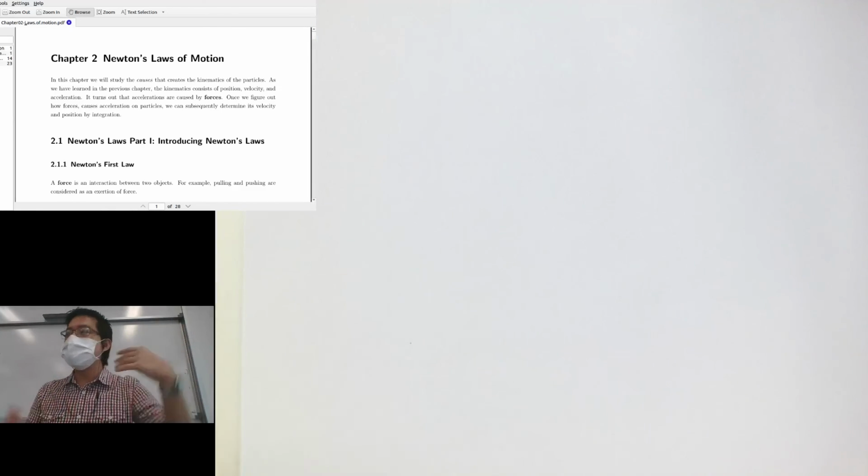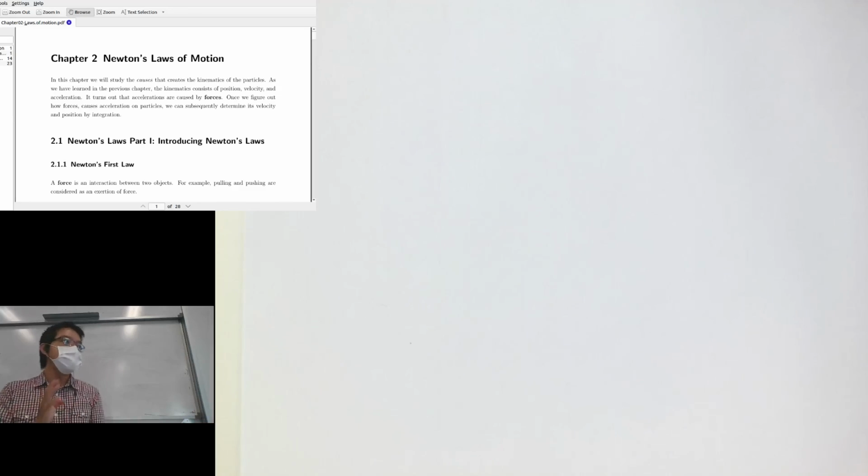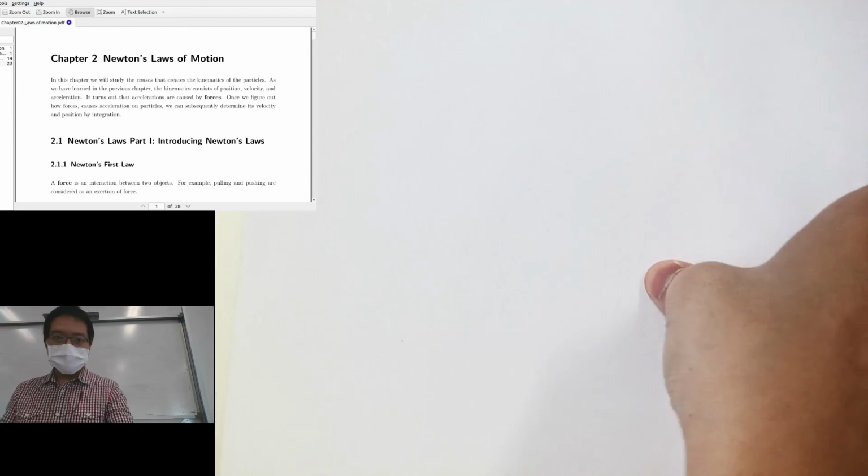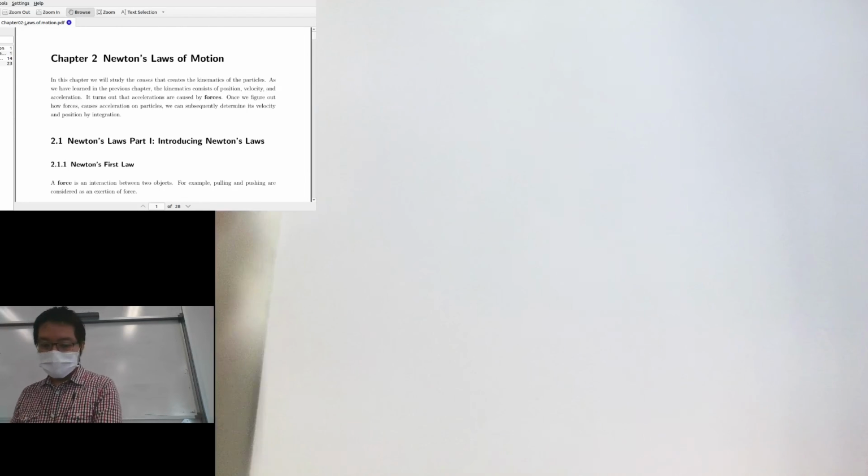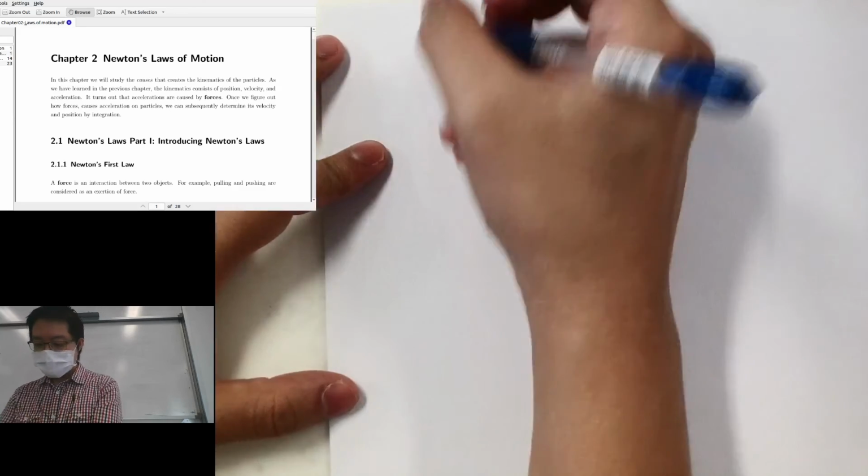As I said at the beginning, kinematics is about describing the motion of objects, right? Velocity, position, how to get one given the other. So kinematics is actually not really physics yet. Now is the physics part: why the object moves, how it moves. So this is where we start to learn about Newton's laws of motion. So this is chapter 2. Not much time left.